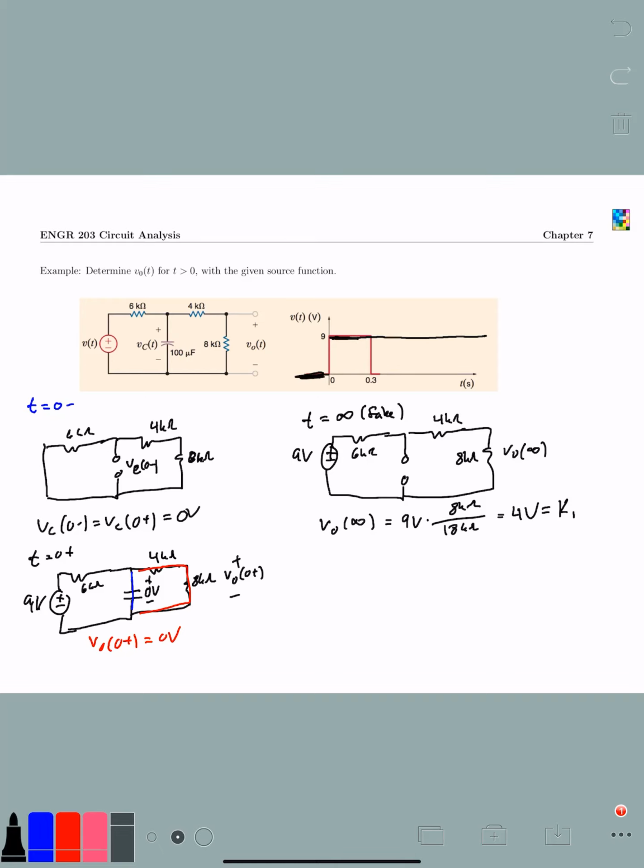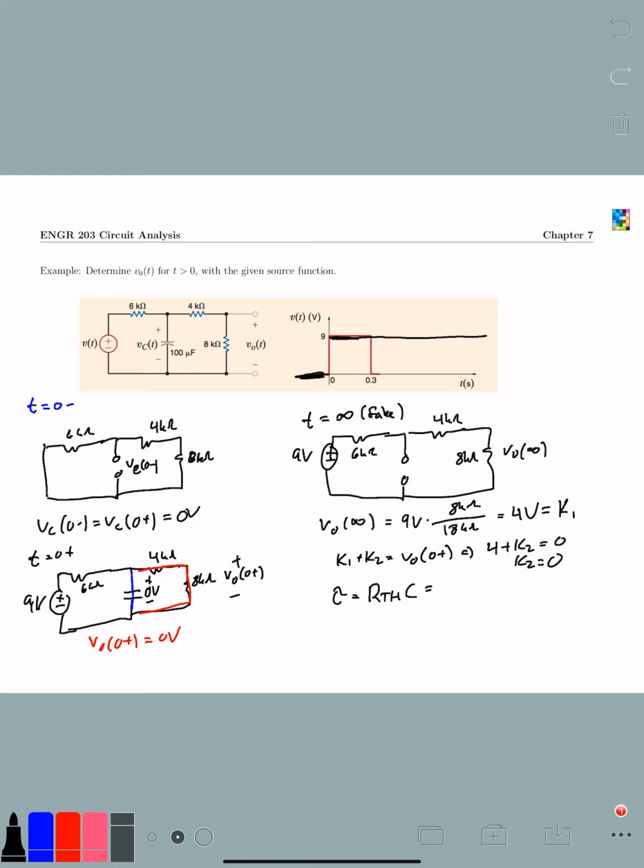And remember, our K1 plus our K2 is the initial value of this. So that means 4 plus K2 is 0, K2 is negative 4. And the last thing we need to do is find our R Thevenin to get our tau.